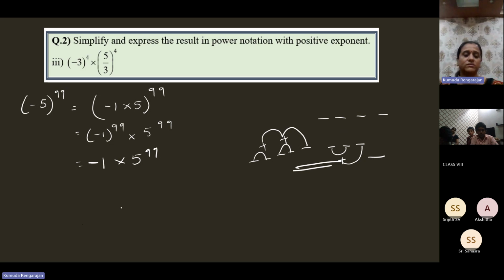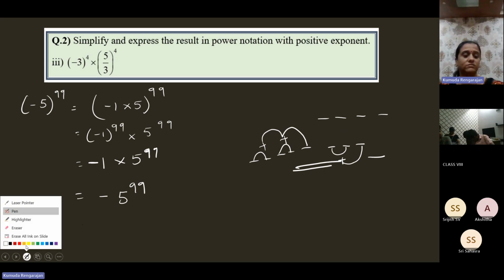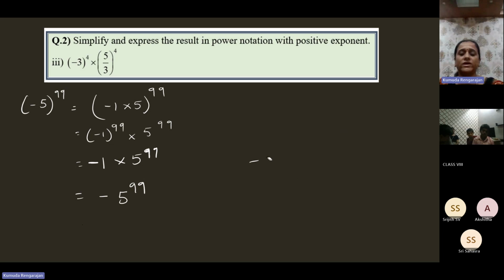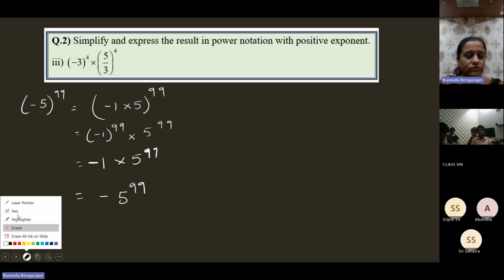This is the answer, so the minus sign will be fixed to this. Minus 1 into this, which is nothing but minus 5 to the power 99. You will know why I'm talking about all this when we answer this question. Right? Don't just make a note of this.